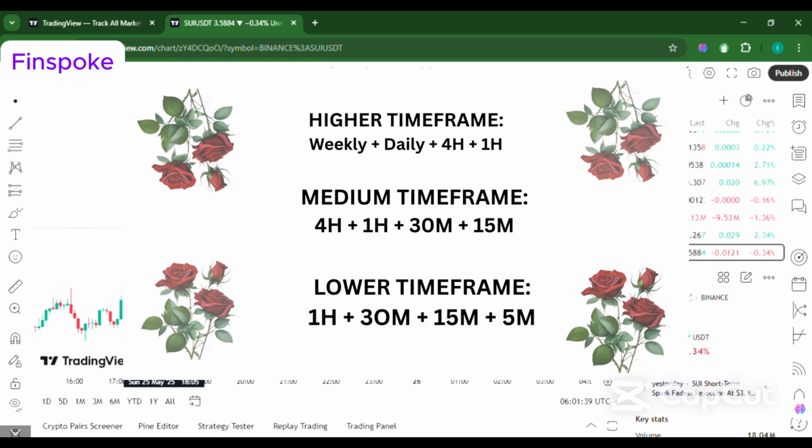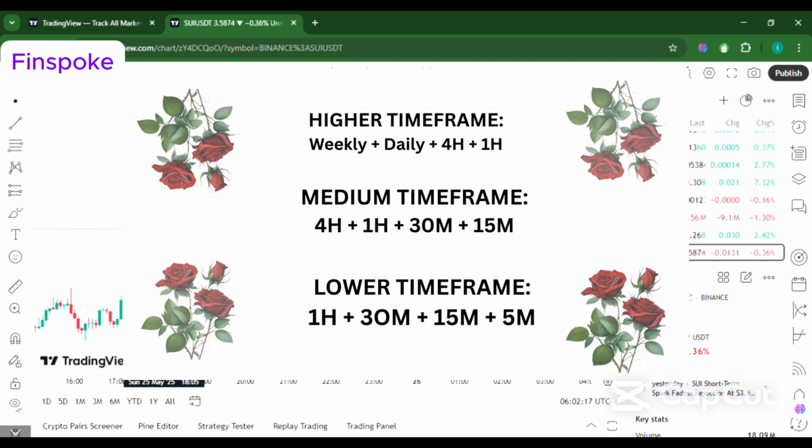Then the next one, or the last segment there, is the lower time frame. Lower time frame is mostly used by scalpers, where they start from 1 hour to 30 minutes to 15 minutes and also to 5 minutes. Now, this is a level where we come down for confirmation and applying our entry models, getting entries, stop loss, and also setting targets. We do all of this at the lower time frame.